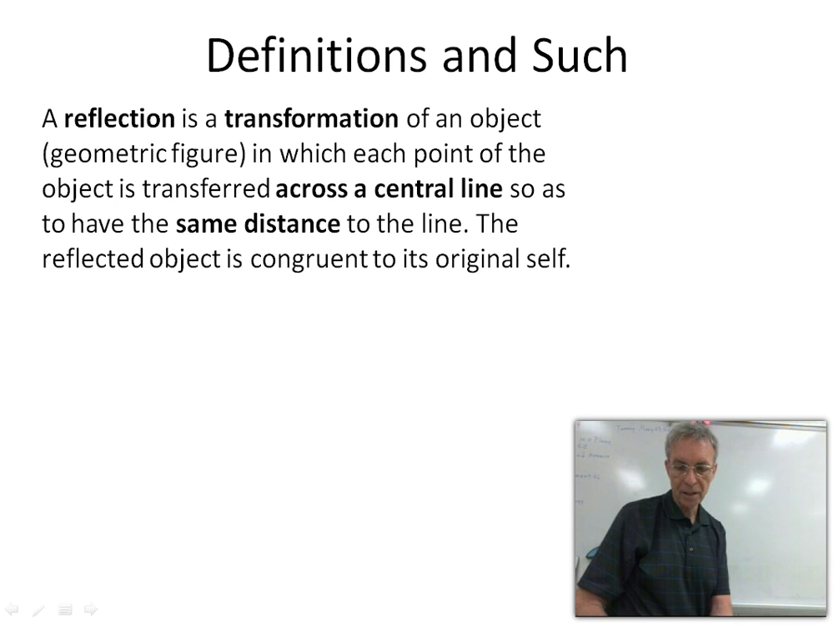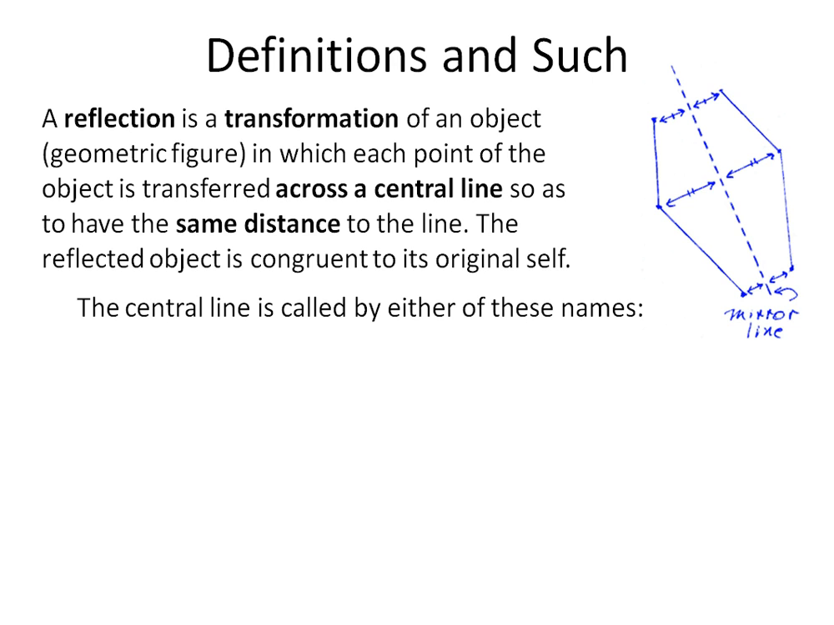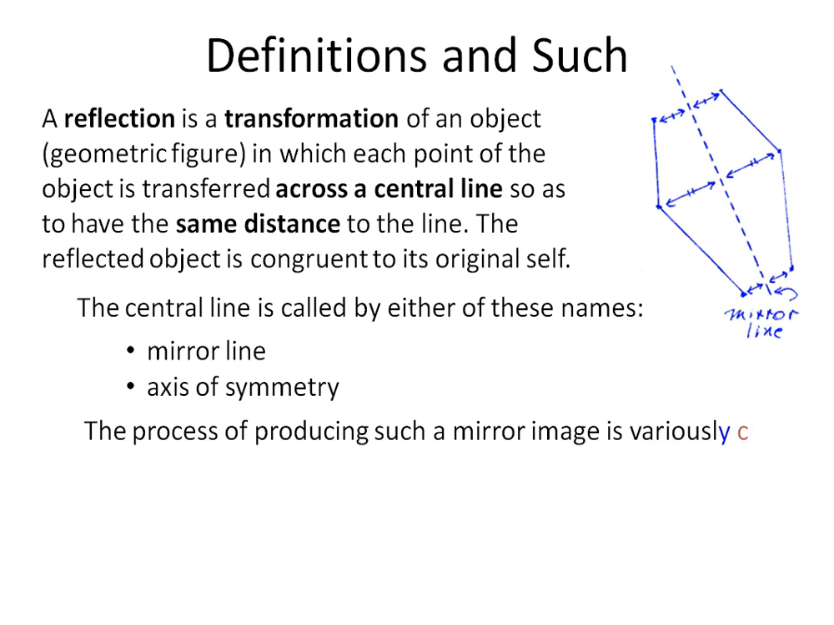An example of that is what this is showing you right here. So this is a reflection across the central line that is called the mirror line in this diagram. The central line can be called by any of these names. The first one is mirror line, or it can be called the axis of symmetry, so either one of those will work.